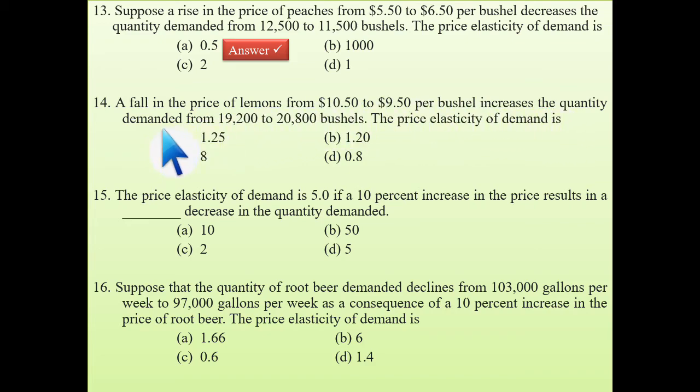Next is the fall in price of lemon from $10.5 to $9.5 per bushel increases the quantity demanded from 19,200 to 20,800. Here also calculation of price elasticity. Check your answer. Your answer is 0.8. The price elasticity of demand is 5.